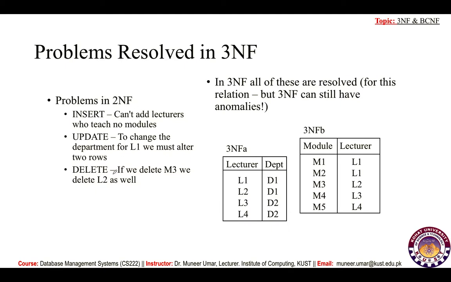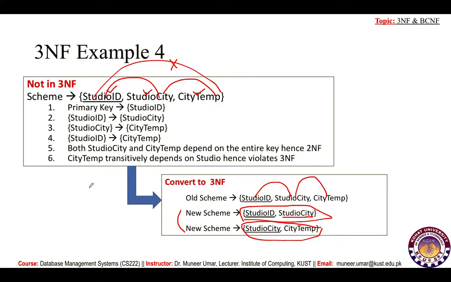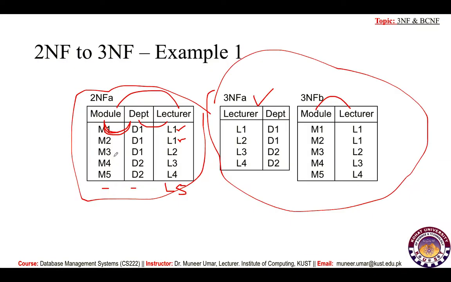The third was about delete. If we delete M3, then we will also delete L2, meaning that the entire record will be deleted. So if this module is over and we delete it, what will happen? This lecturer will also be deleted from the records. So the record about lecturer 2 or L2 will be deleted and we will have no such record about this lecturer. And actually our intention is to delete the module, not the lecturer, but this will be deleted automatically.